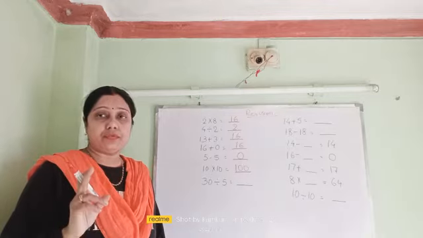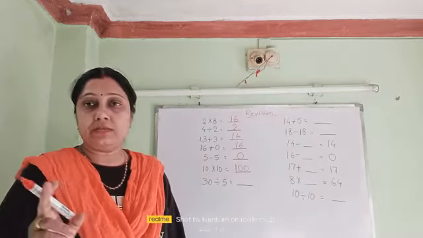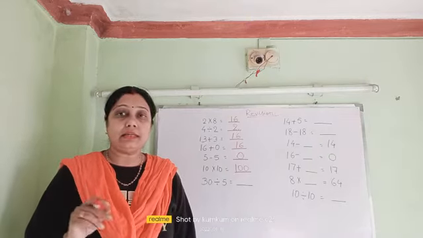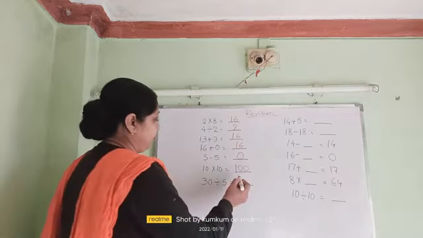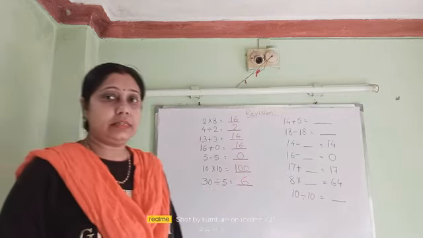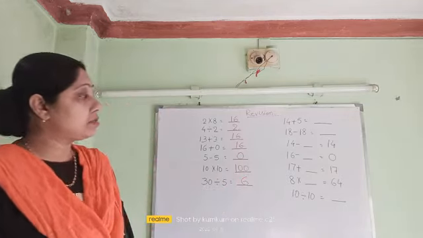5 ones are 5, 5 twos are 10, 5 threes are 15, 5 fours are 20, 5 fives are 25, 5 sixes are 30. So you will write here 5 sixes, that means 6. Okay children. Now let us go to the next question.